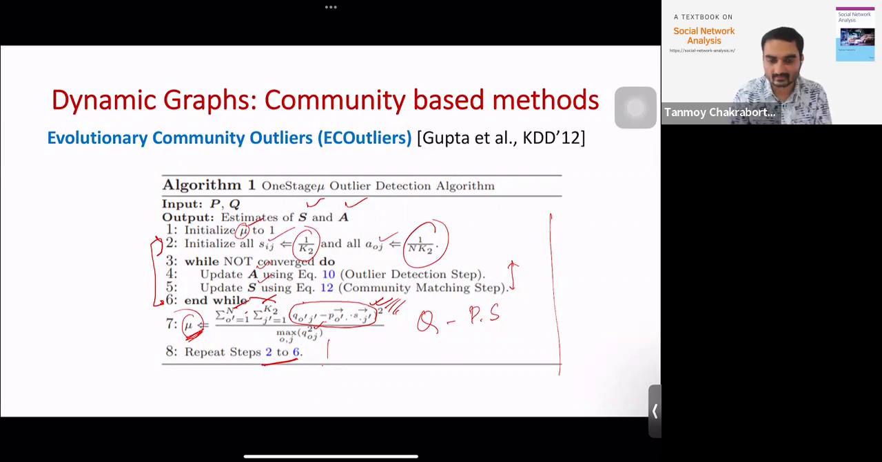So this brings us to the end of this chapter. If you want to know more about these outlier detection methods, you read the survey paper that I mentioned last day, or you can also read the chapter in the book.